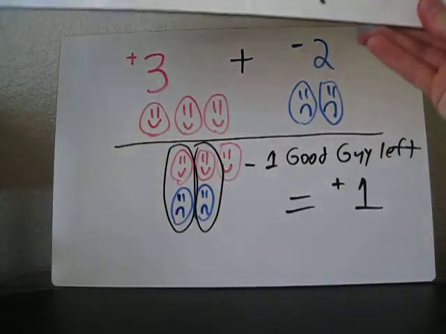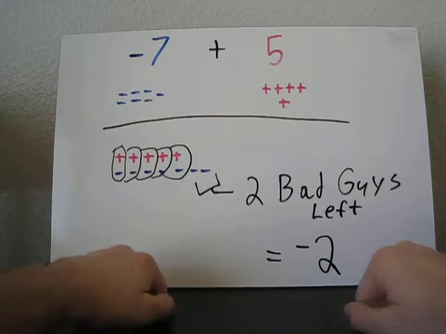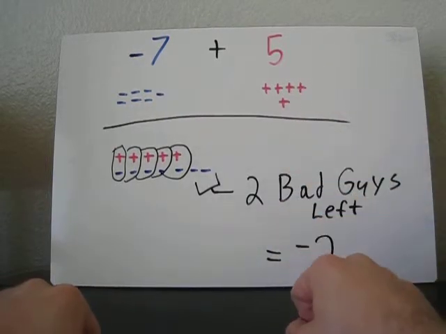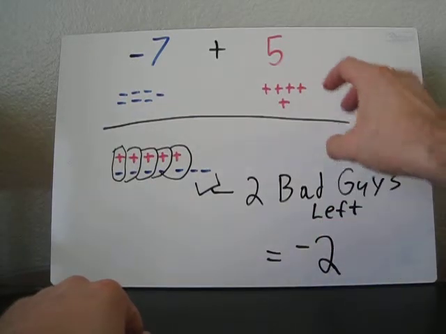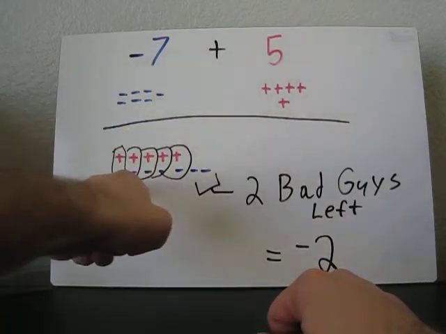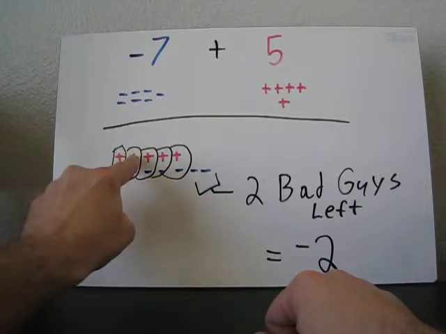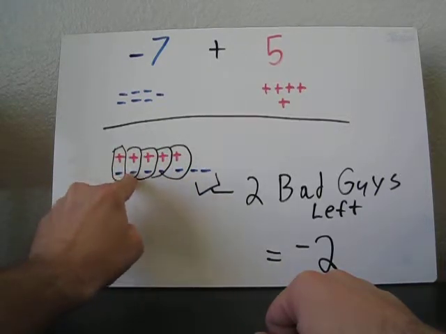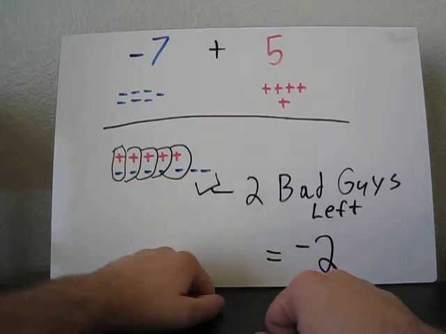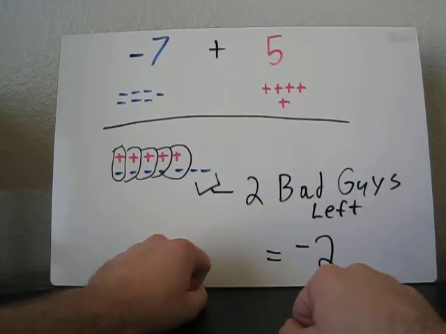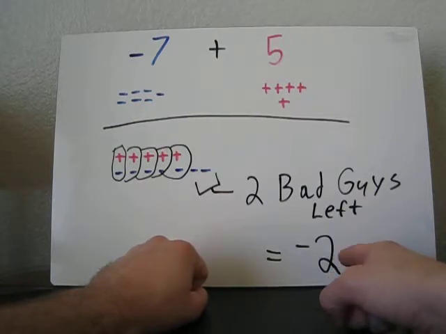Alright, let's look at our next example. Our next example is negative 7 plus 5. Now in this case, instead of drawing positive and negative faces, I decided I'd draw a positive sign for the positives and a negative sign for the negatives. Now I placed each one of these underneath this problem, and I saw that if I match up each of the positives with a negative, 1, 2, 3, 4, 5, with 5 of the negatives, 1, 2, 3, 4, 5, then I'm left with 2 bad guys left. And bad guys, or negative guys, mean that the answer is going to be a negative 2.